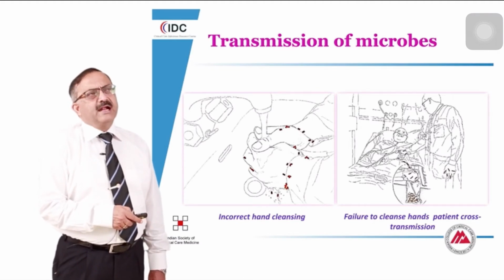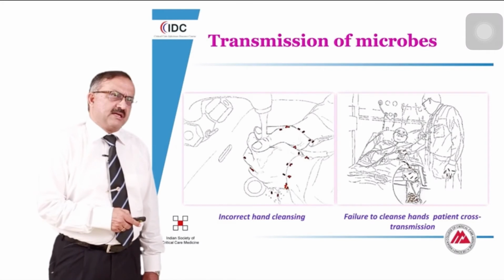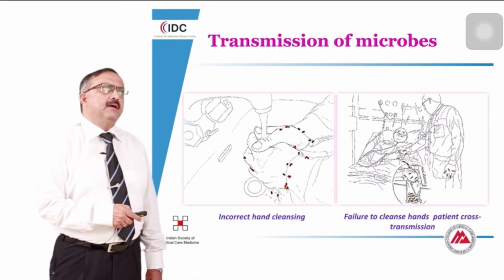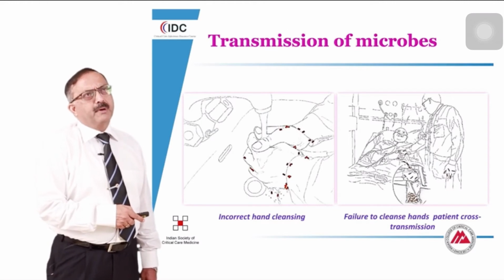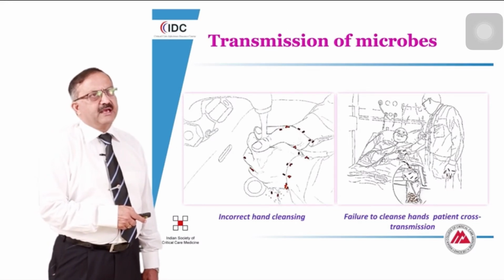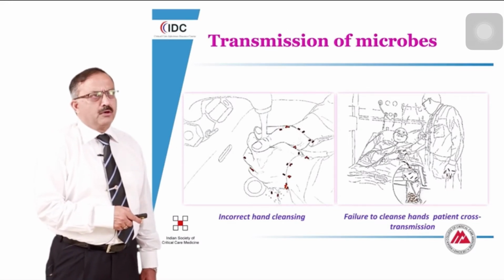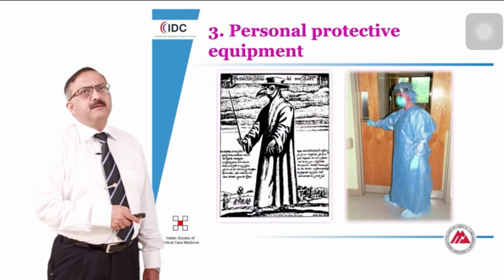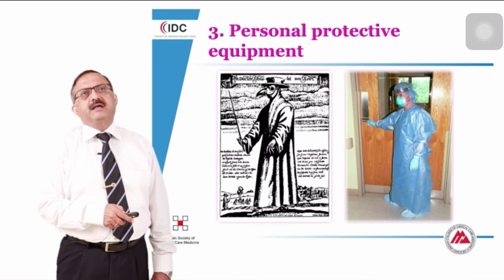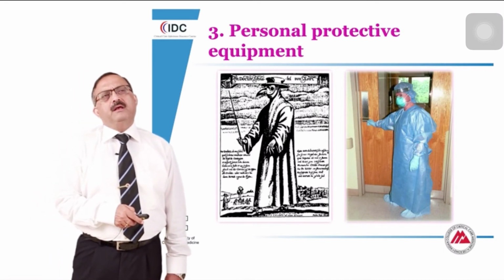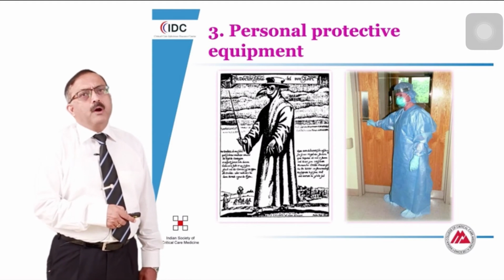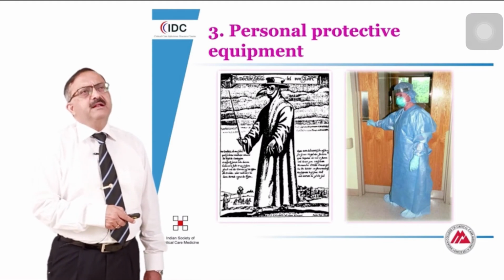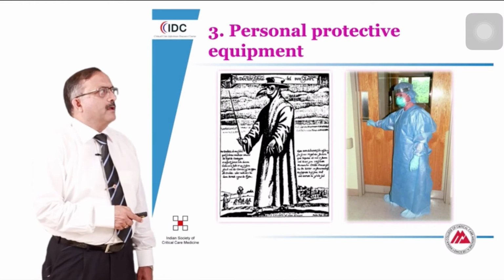Failure to clean hands will lead to cross transmission, and anybody observing such a failure in undertaking hand washing must point it out to the concerned healthcare personnel, the doctor or the nurse, and see that it is rectified. Personal protective equipment was undertaken long back during the earlier epidemics of plague and things like that, but even now it holds a very important place in prevention of infection.